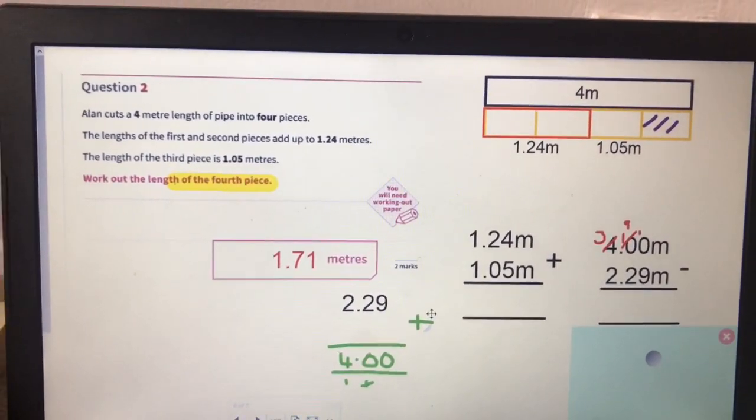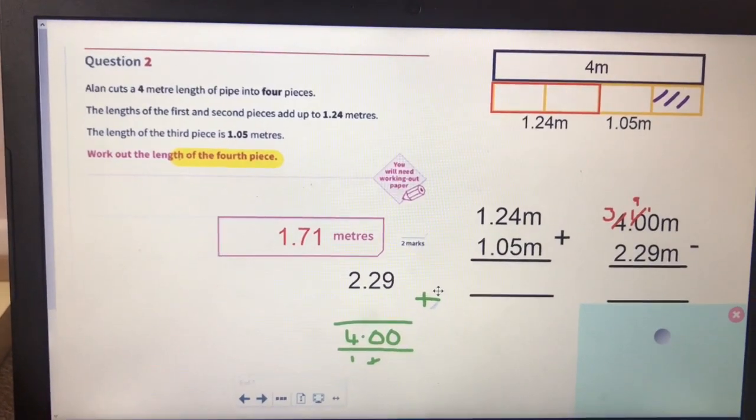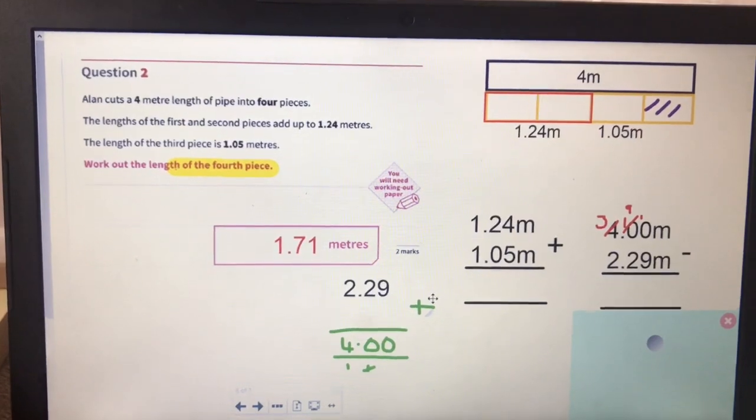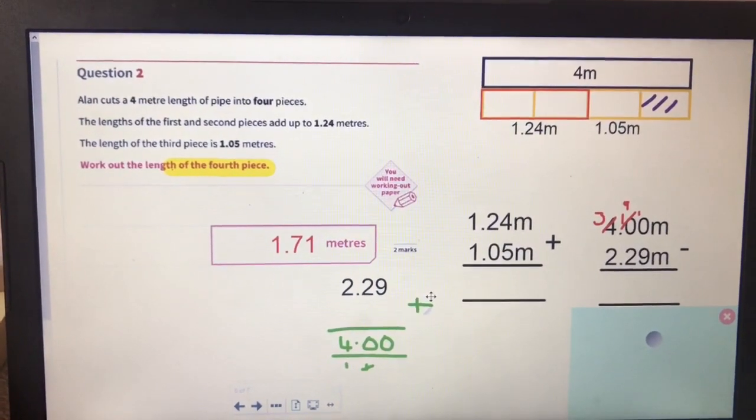So hopefully, boys and girls, that was a very clear explanation as to how to complete this style of question. So Mrs. Gale went through one and I've gone through another one. Okay, so carry on watching the video.